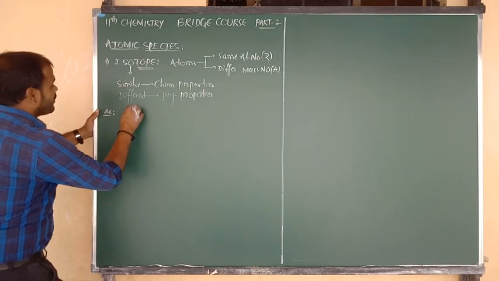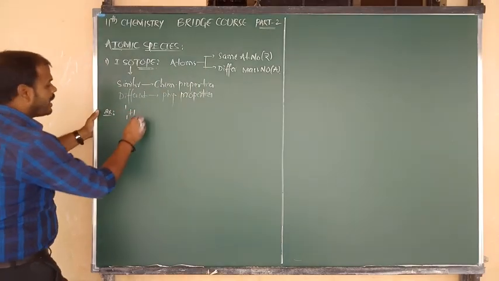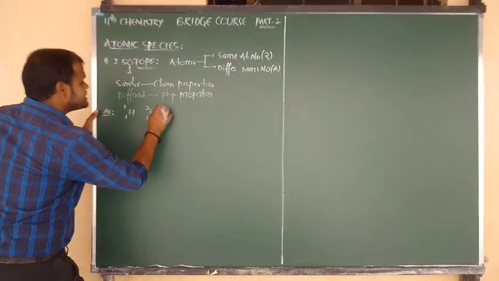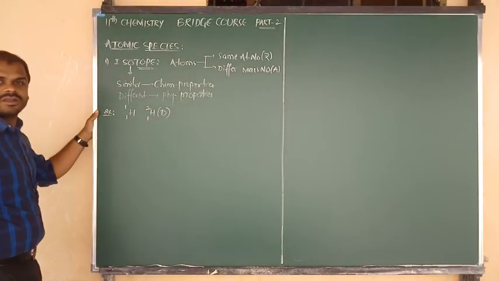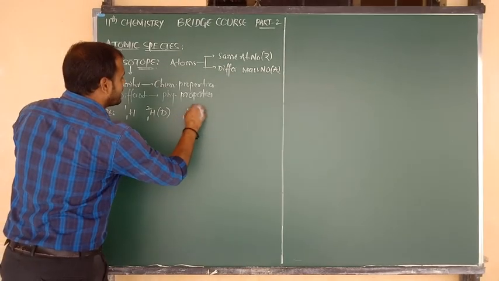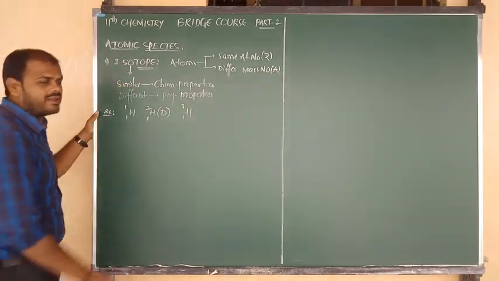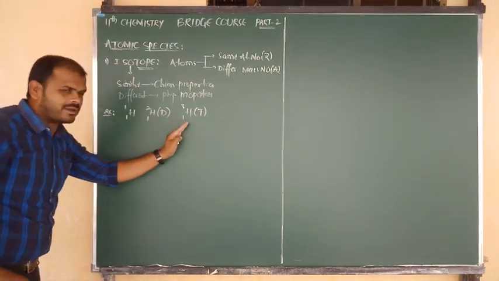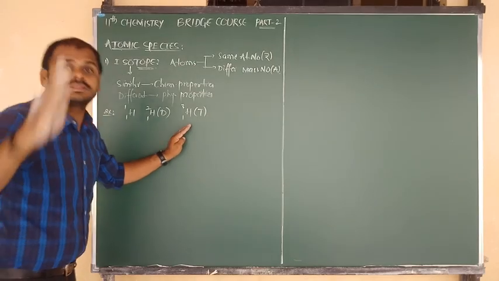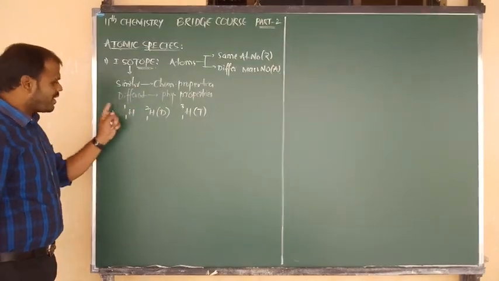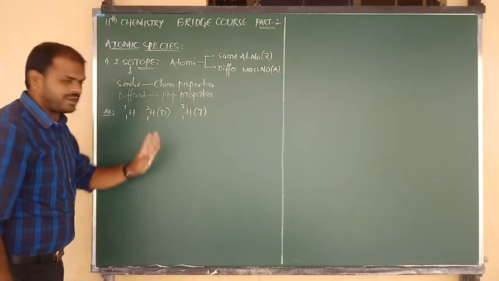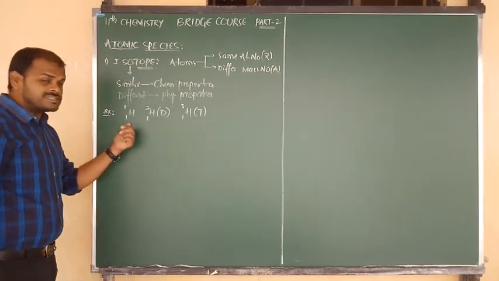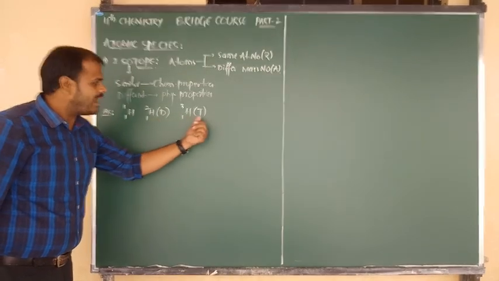The first example is 1H1, and the second example is 1H2, which is known as D, indicating deuterium. Another example is 1H3, which is tritium. So for the single atom hydrogen, three isotopic forms are available: 1H1, 1H2 and 1H3. This is protium, this is deuterium, and this is tritium.